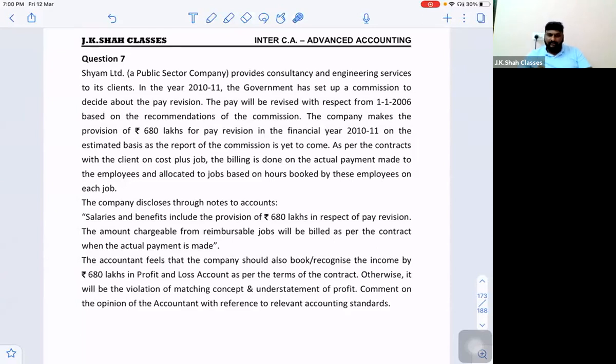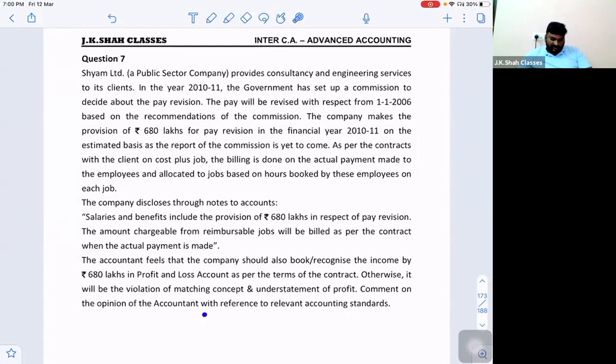I said, fine, you're correct with respect to violation of matching concept and understatement. But you cannot show 680 lakh as a revenue. But you can always show it as a reimbursement claim. So if you show it as a reimbursement claim, then what will happen? From the debit side, provision minus reimbursement claim, that I taught you yesterday. So the net effect to the P&L will be 0.